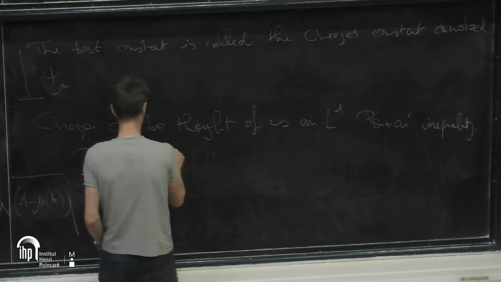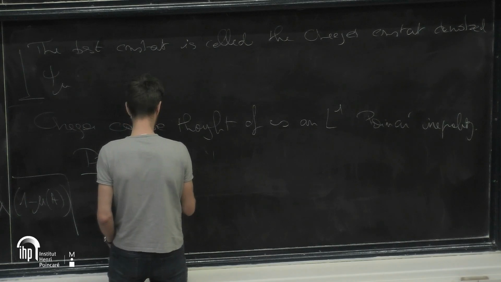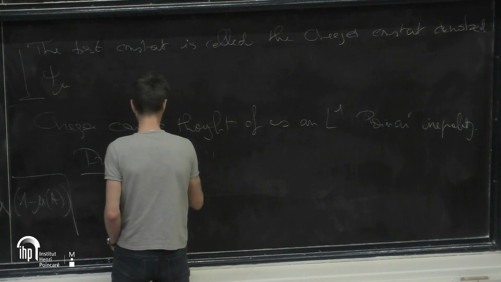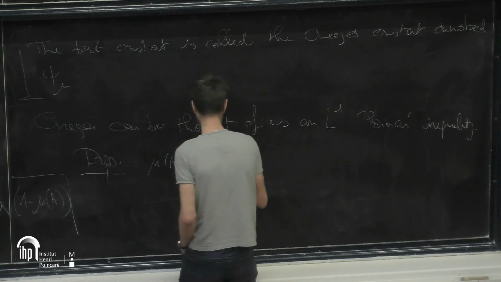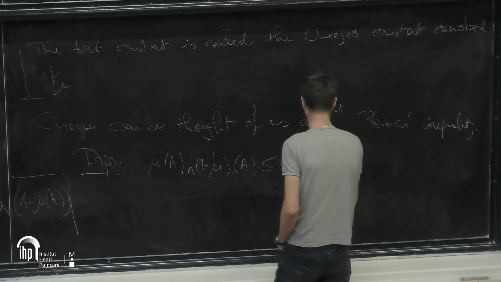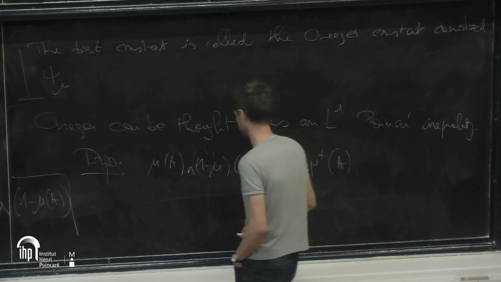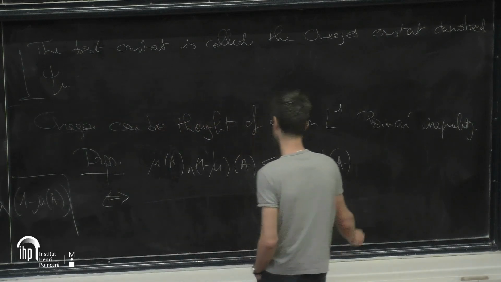Okay, so it's equivalent. So Cheeger, so mu of A, 1 minus mu of A, less than C mu plus of A. This is completely equivalent, so for every set A.